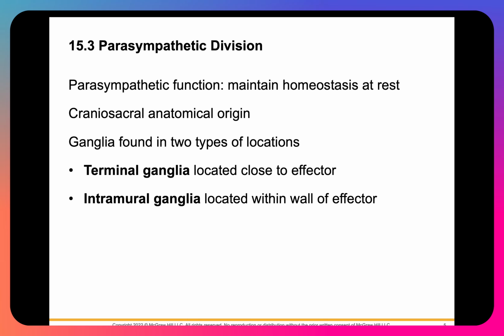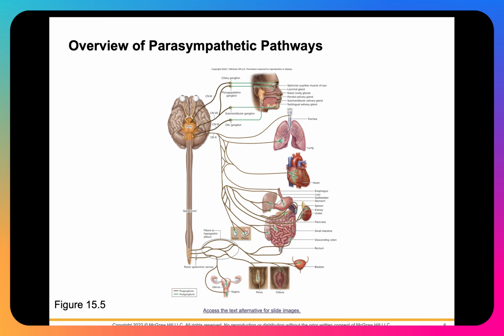Now, as noted before, when we look at the parasympathetic division, its primary role is maintaining homeostasis in a resting state. We've anatomically referred to it as the craniosacral region, and typically where we're going to find the ganglia are in two different locations. One is the terminal ganglia, that will be closest to the effector, whereas the intramural ganglia, that's going to be within the wall of the effector. Now here, notice we can see the limited lack of mass activation with respect to the parasympathetic pathways. But keep in mind, when we look at sympathetic pathways, the targets are going to be similar. And remember, generally, they oppose each other.